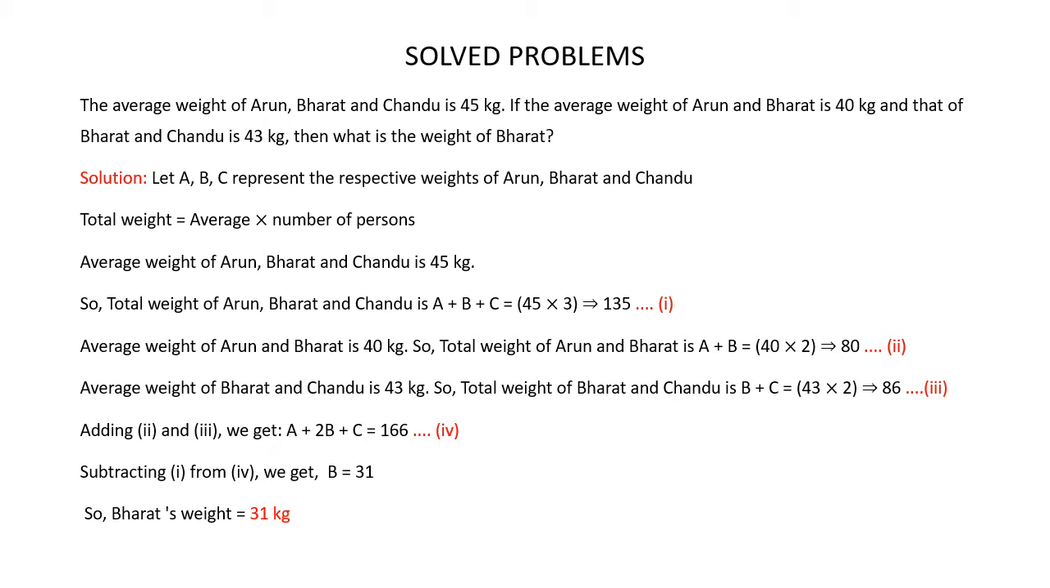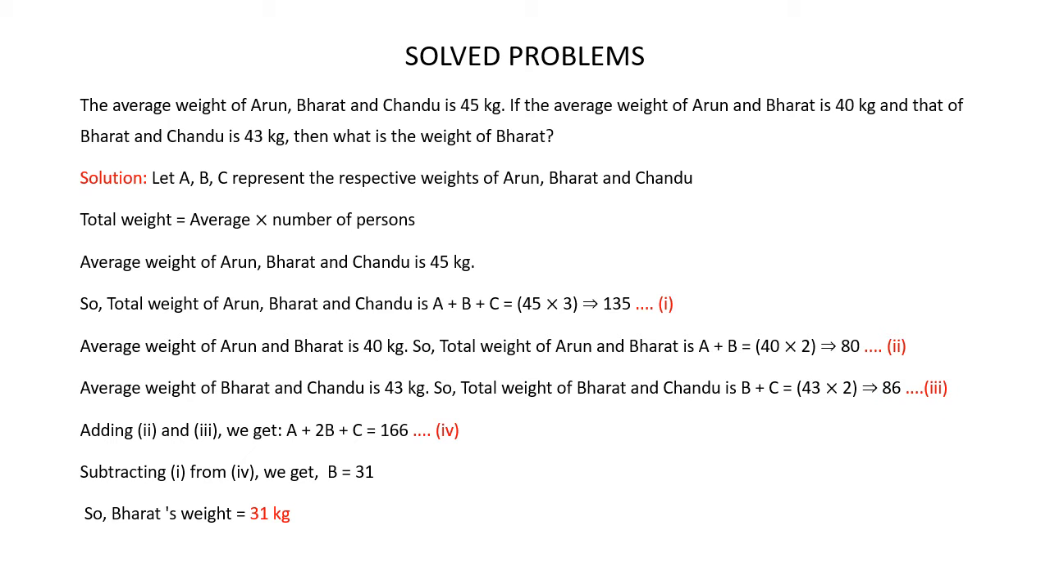It's also given that the average weight of Bharat and Chandu is 43 kgs. So total weight of Bharat and Chandu is equal to average weight of Bharat and Chandu multiplied by number of persons, which is 2 here. So total weight of Bharat and Chandu is B plus C, which is 43 multiplied by 2, which is 86. This is the third equation.